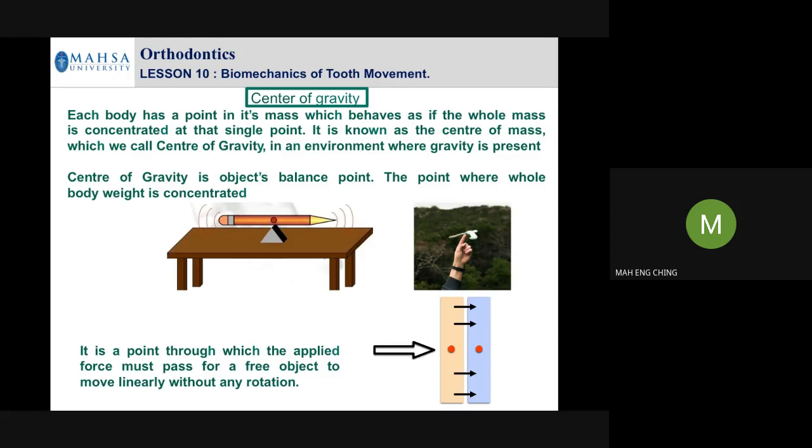It's the point through which the applied force must pass for a free object to move linearly without any rotation. So you put a force on this central gravity, and the object should move linearly without any rotation, left or right, up or down. This object should move in the same way as the force applied. For example, if you apply the force on the central gravity to the right, then this object should move to the right. If you apply the force upward, it should move the object up, or the other way, down, left or right. So if you apply the force to the central gravity, the object should move according to the force you apply.